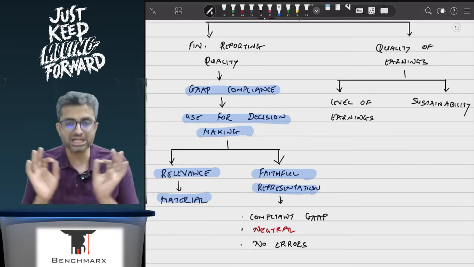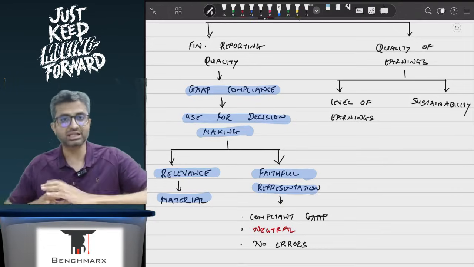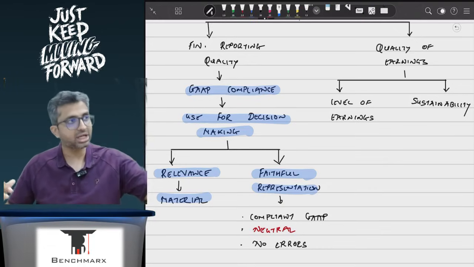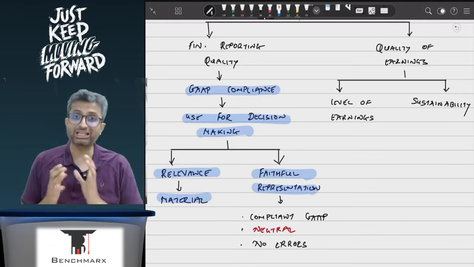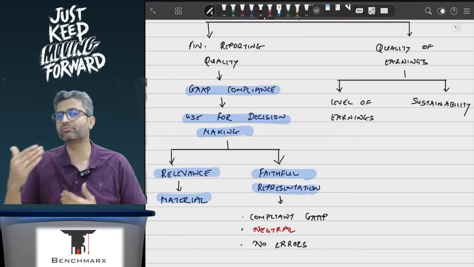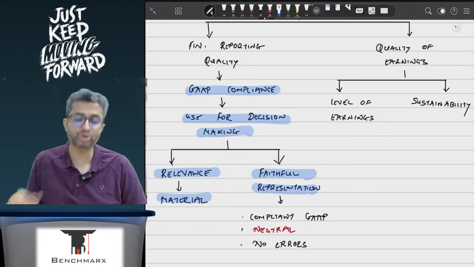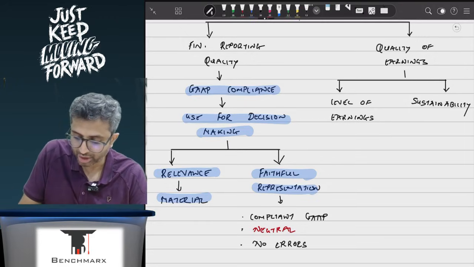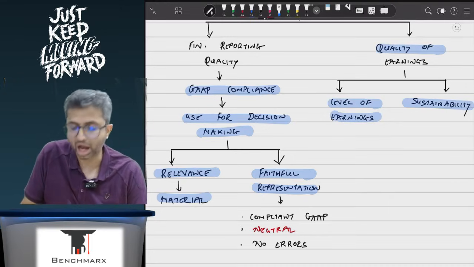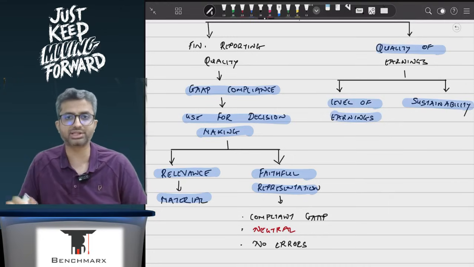So, your ideal company is a company which has sustainable growing earnings and it has a good quality of reporting as well. In your spectrum, that is considered to be the best ideal company that as an analyst you should be looking for. So over here, quality of earnings means the level of earnings is growing and these are sustainable earnings.